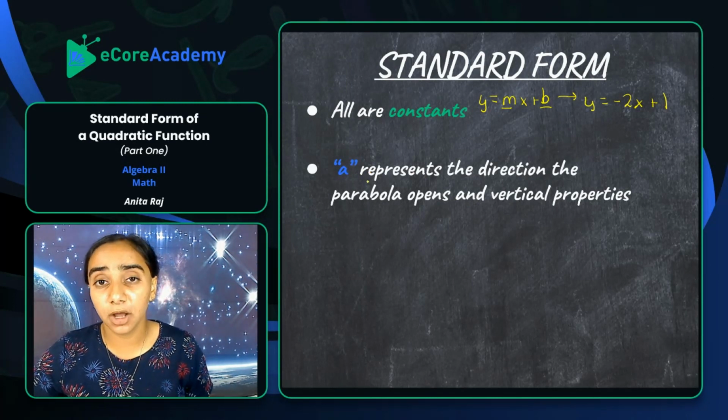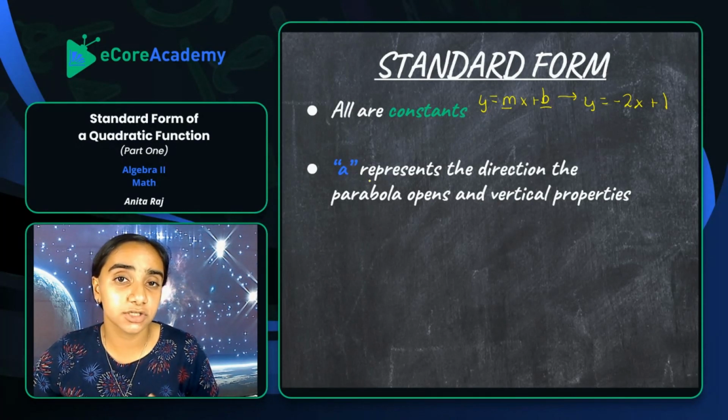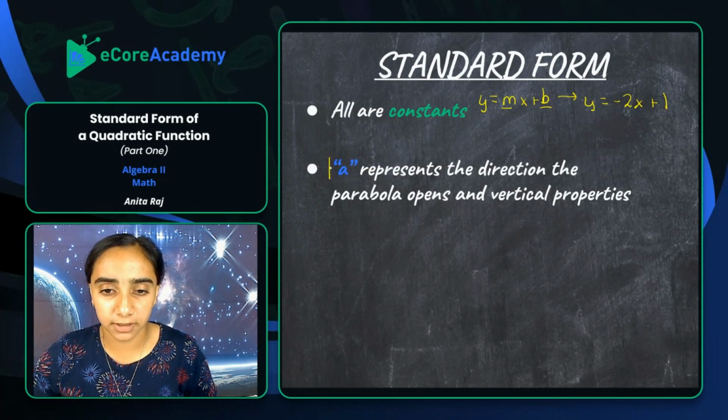If you remember, in vertex form, a determines exactly this. Does the parabola open upward? Does it open downward, as in, is it reflected across the x-axis? Is the parabola compressed vertically, or is it stretched vertically? Let's review that real quick. I'm just going to box this in so we know a.